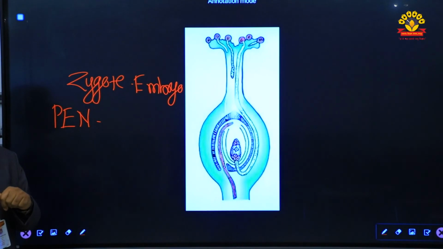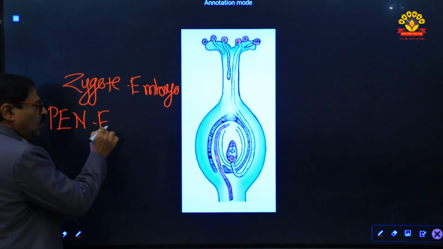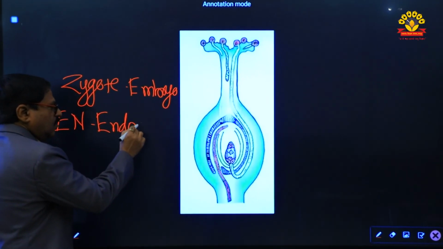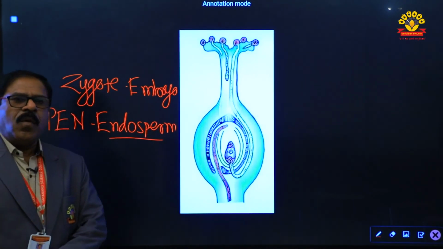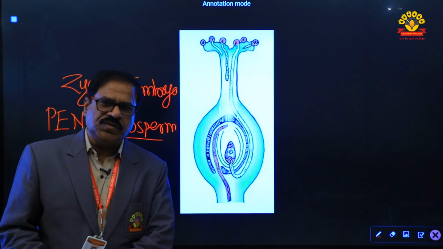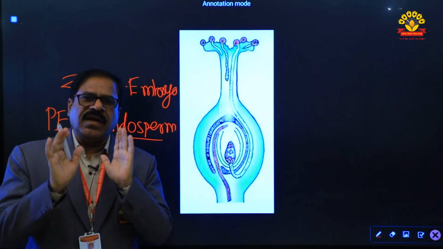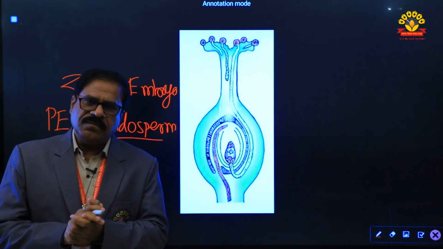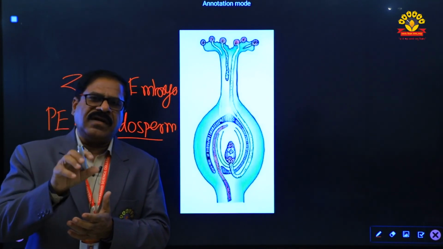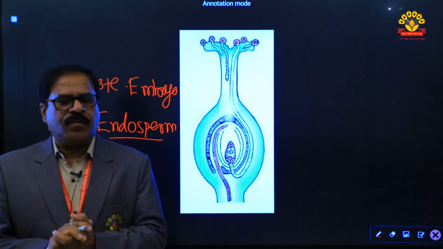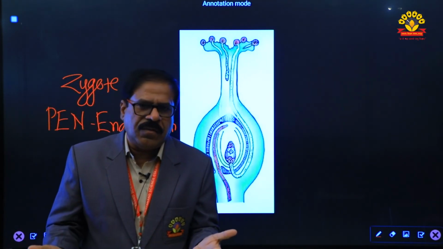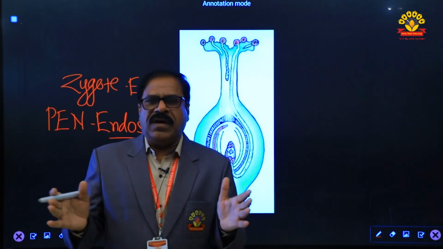And this primary endosperm nucleus now develops into the structure known as endosperm, which is the post-fertilization tissue that is formed. Thus, the act of fertilization is completed within the angiospermic plant, which is described as double fertilization.